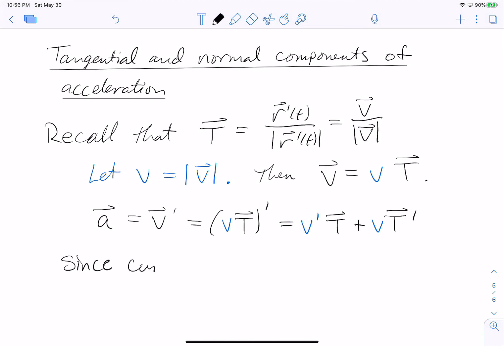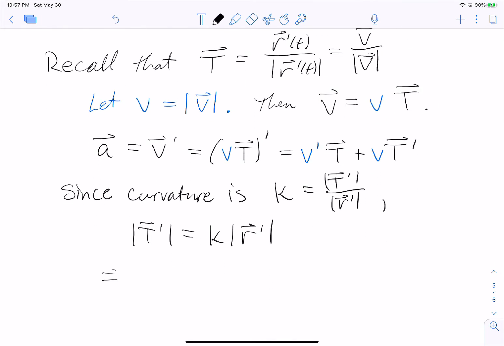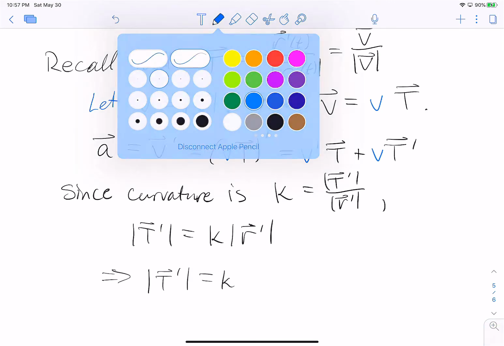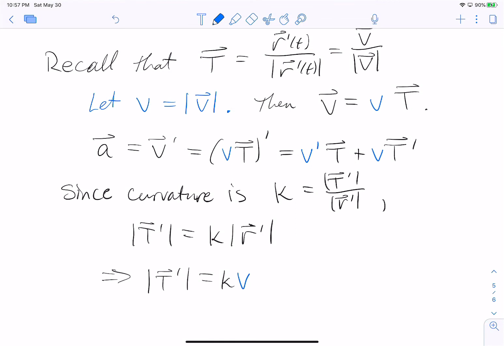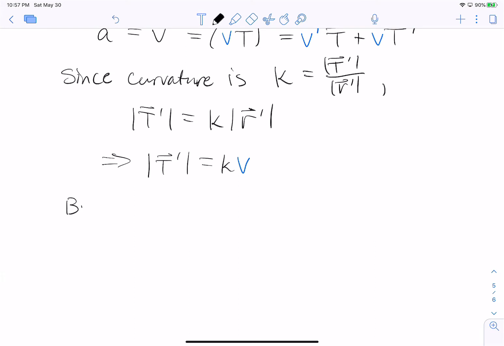Since curvature kappa is equal to the magnitude of T prime divided by the magnitude of r prime, the magnitude of T prime can be given as kappa times the magnitude of r prime by simply clearing that fraction. But using the notation above, we can then say that the magnitude of T prime is equal to kappa times v, the magnitude of the velocity vector. Now, set that aside for a moment. I swear we'll come back to these things that we're setting aside.